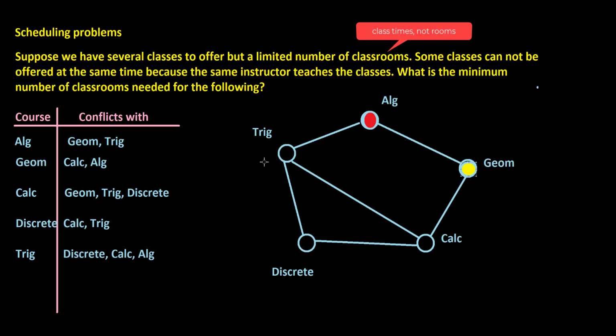And notice that geometry and trig are not connected. I could offer those at the same time. So I could put those both in the yellow time slot. Okay, now we need to look at the neighbors of trig. So trig connects to calculus, and calculus does not connect to algebra, so I need a different color than yellow. I could make this red, for example.